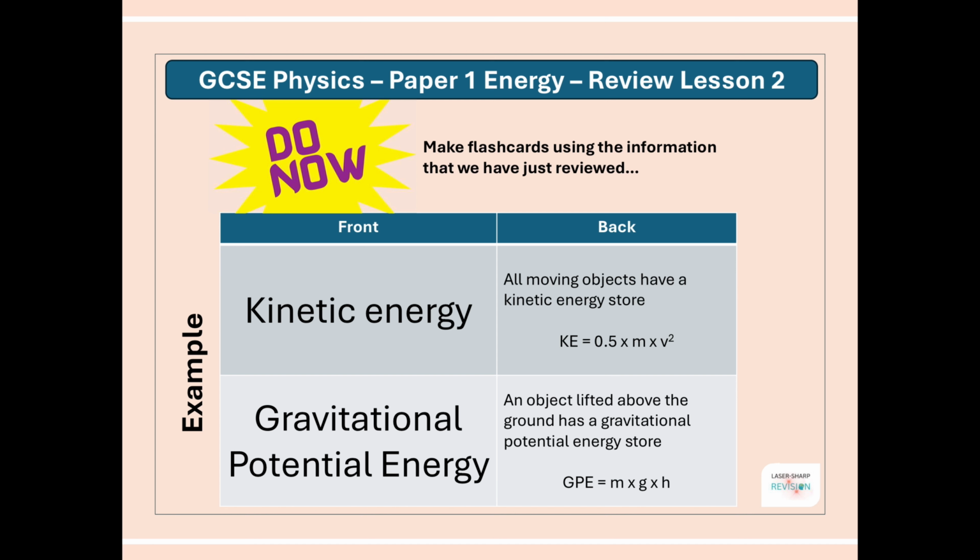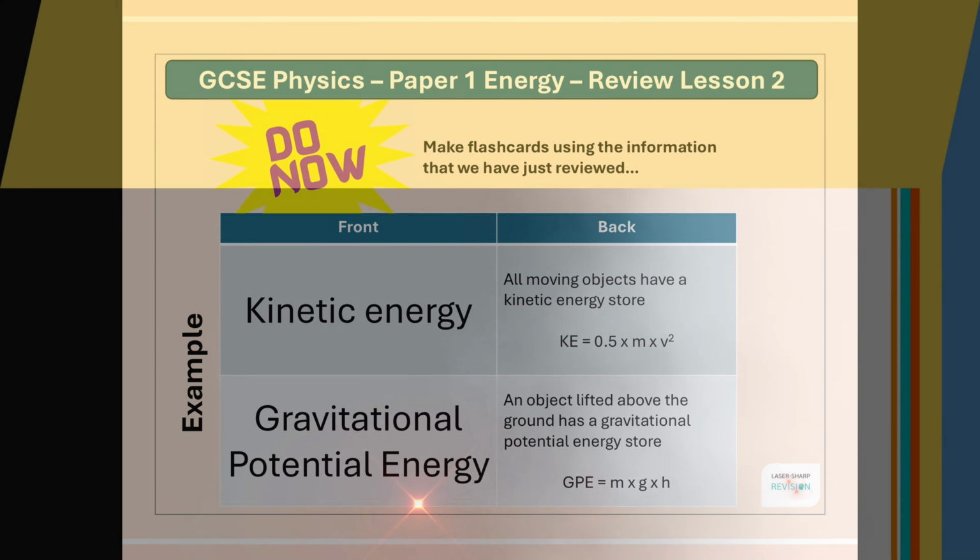Now it's time to make some flashcards. So some ideas that you might want to use. On one side have kinetic energy, and the other side we can have our definition. So kinetic energy, all moving objects have a kinetic energy store. And of course, it's useful to know what the equation is. Similarly, for gravitational potential energy, an object lifted above the ground has a gravitational potential energy store, and again, we have our equation. As a reminder, the value of gravitational field strength will be given to you in the exam, but typically on Earth, 9.8 is the number to look out for.